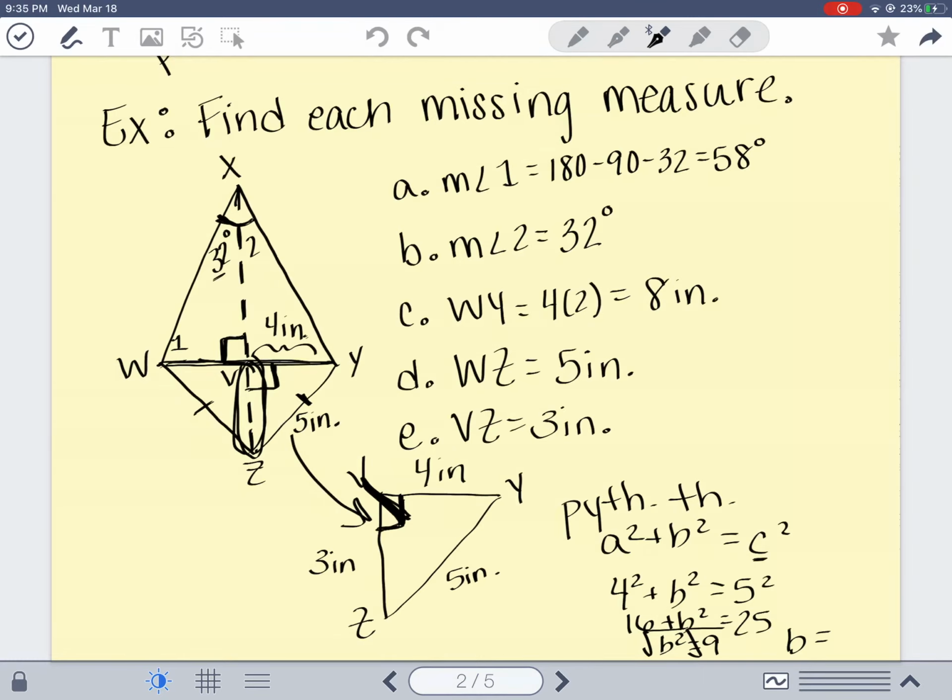You might have to do some Pythagorean theorem in this section. It's not that bad. Just remember, it is your leg squared plus leg squared equals your hypotenuse squared. You always have to figure out which one is your hypotenuse, and this right angle is always pointing at your hypotenuse.